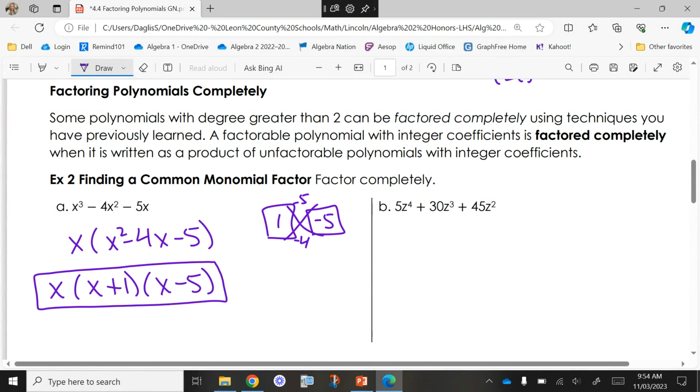Here we go, part B. 5z to the power of 4 plus 30z to the power of 3 plus 45z squared. Is there a greatest common factor? Yes. What is it? 5z squared. I can divide that out of every single piece. 5 divided by 5 is just 1. What is z to the 4th divided by z squared? Z squared.